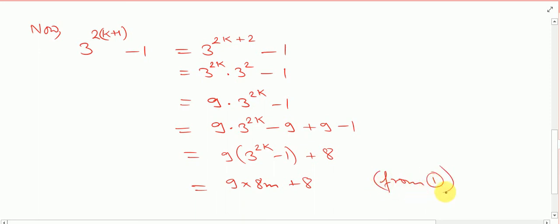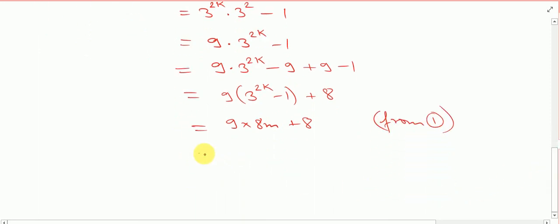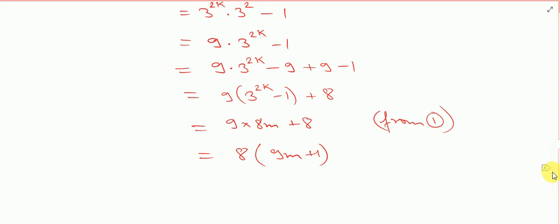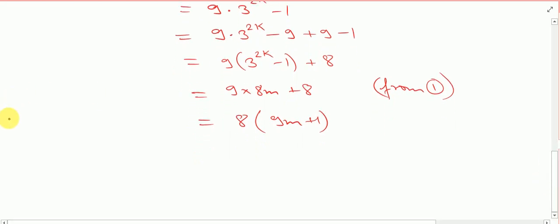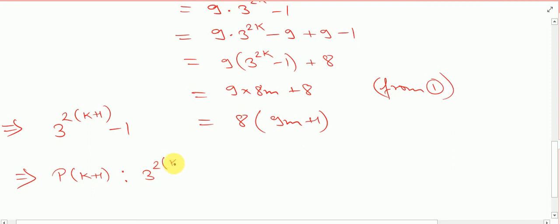Okay. Now you can see that 8 is common, so 8 comes out, so you get 9m plus 1. Clearly this is a multiple of 8, that means divisible by 8. So you got 3 to the power 2k plus 1 minus 1 is equal to this. This implies Pk plus 1: 3 to the power 2 times k plus 1 minus 1 is equal to 8 times 9m plus 1. Done.